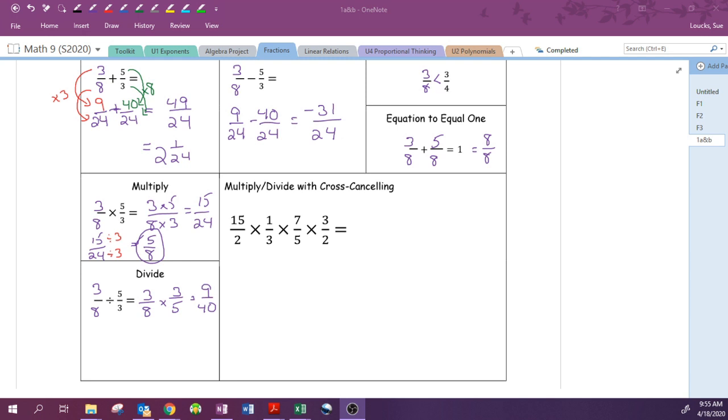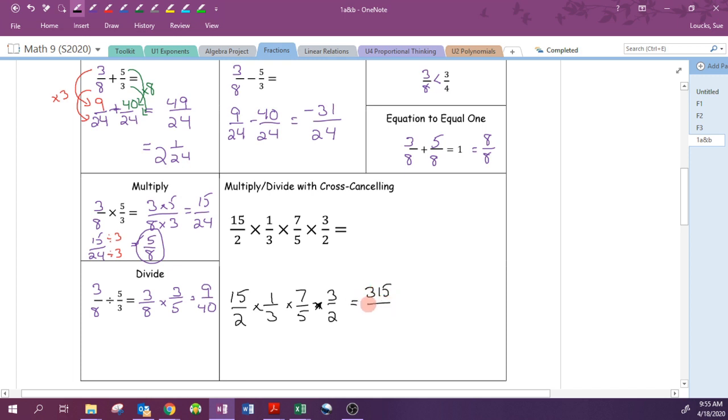Okay, let's do the multiplying and dividing with cross-canceling. I'm actually going to do it the long way first, the original way that you learned to multiply fractions, because I want you to see how much easier it is to do it with the cross-canceling. Okay. All right, so the old way to do this would be to multiply 15 times 7 times 3, which is 315. And 2 times 3 times 5 times 2, which is 60.